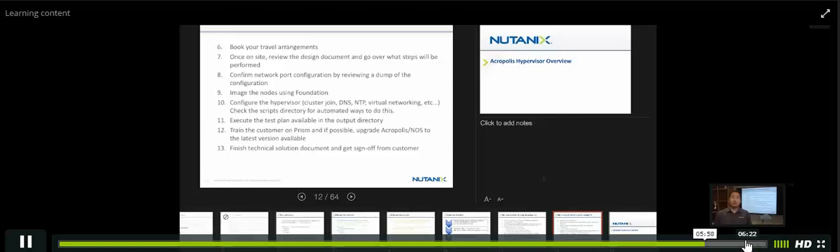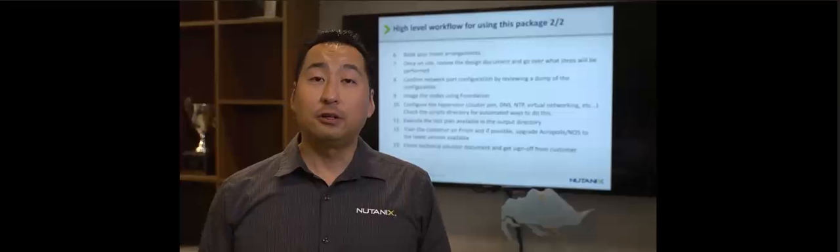There's also a test plan available that you want to run, as well as diagnostics to make sure everything is looking okay. If possible, train the customer on the Prism platform and/or upgrade Acropolis to the latest version via the one-click upgrade process if you didn't download the latest version. Then finish the post-install document and get sign-off from the customer as well. That concludes the materials required for the installation process.